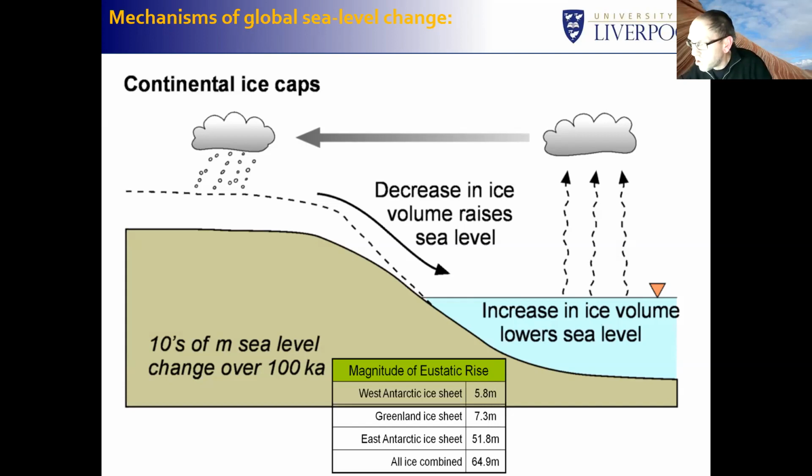And the Greenland Ice Sheet is a similar kind of size to the West Antarctic Ice Sheet. Both of those we think are probably quite unstable as the climate warms up.